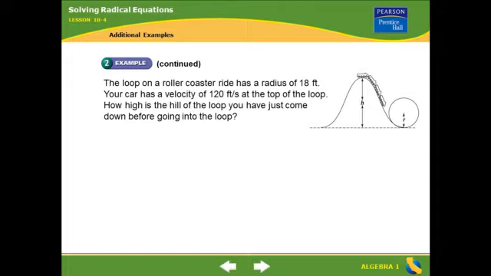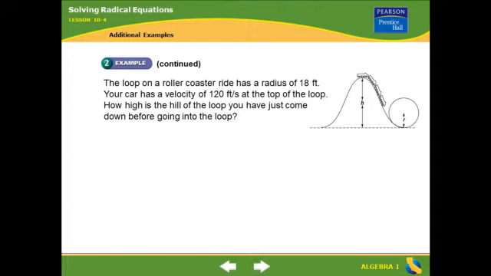So based on the problem, let us identify first what are the given. We are given already the radius of the loop, that is 18 feet. We are given already the velocity of the car, that is 120 feet per second.